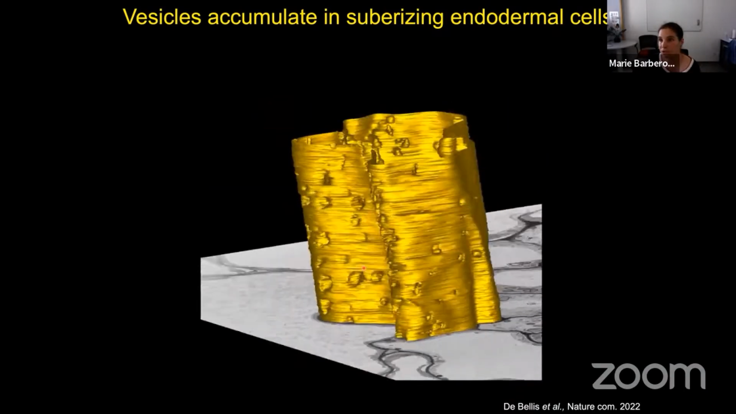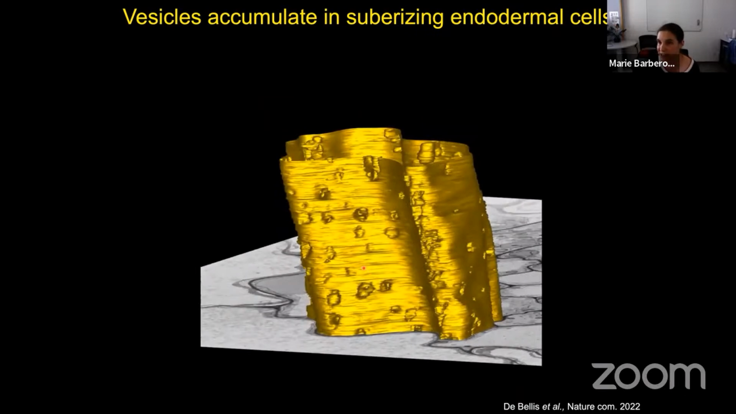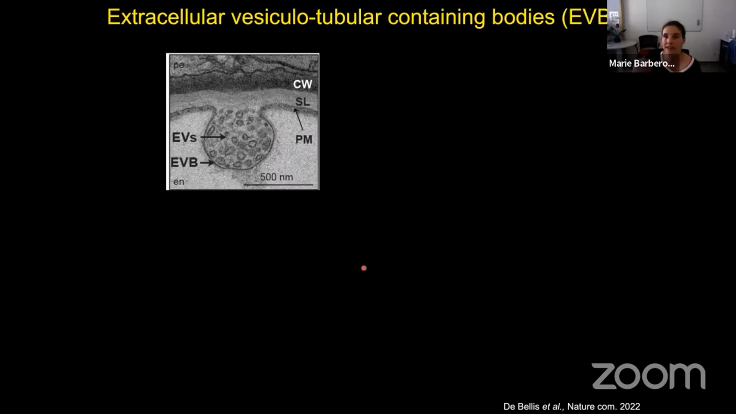So later we wonder, of course, what are these vesicles? When we look at them in 2 dimensions, we can see that they are clearly directly attached to the plasma membrane. So there is clearly a fusion with the plasma membrane. They are in front of suberin lamella being deposited, but they also are constituted of internal, maybe vesicles inside. But of course, in 2 dimensions, we don't have a full picture of what is the internal structure. And then we did 3D reconstruction to understand if it was internally extracellular vesicle or maybe tubules.